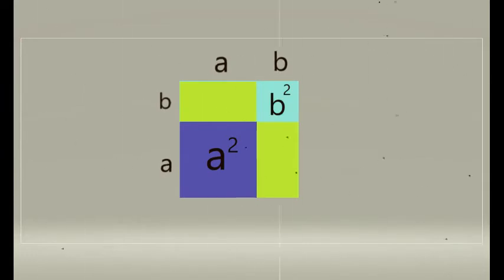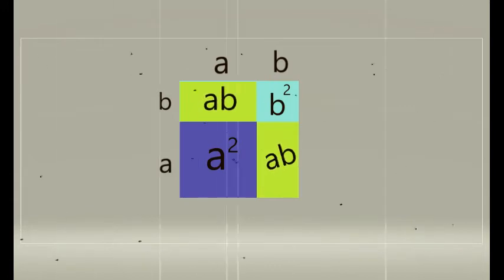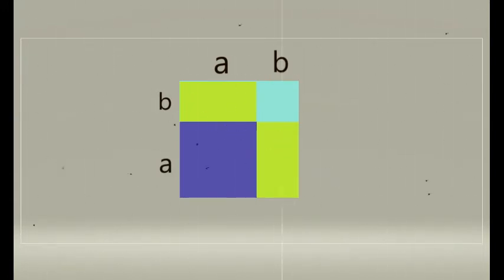Before going to the cubic formula of a plus b, you need to know the square formula for a plus b. What you can see on your screen is the square formula of a plus b, that is a plus b whole square, where the blue square represents a square, the turquoise square represents b square, and the two lemon green rectangles represent ab. Since two rectangles are there, hence it is twice ab. And the entire area, which is a square of sides a plus b, is the formula for a plus b whole square.